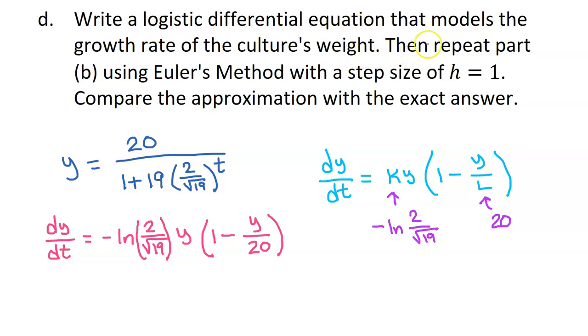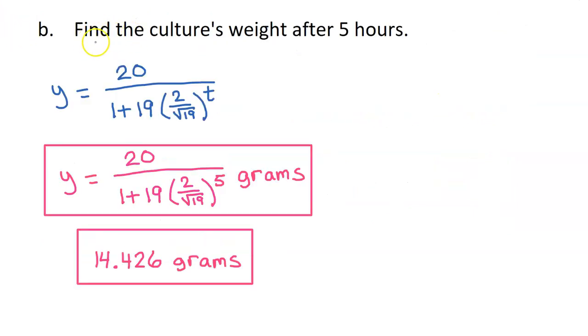But then it goes on. Repeat Part B using Euler's method with a step size of h equals 1. Compare the approximation with the exact answer. Part B was to find the culture's weight after 5 hours. In other words, y at 5.